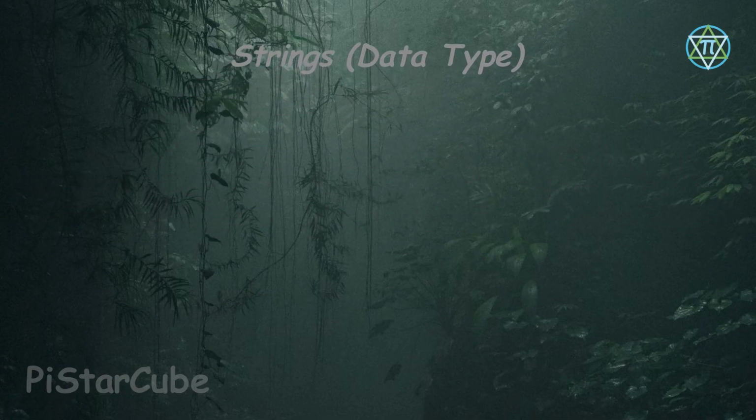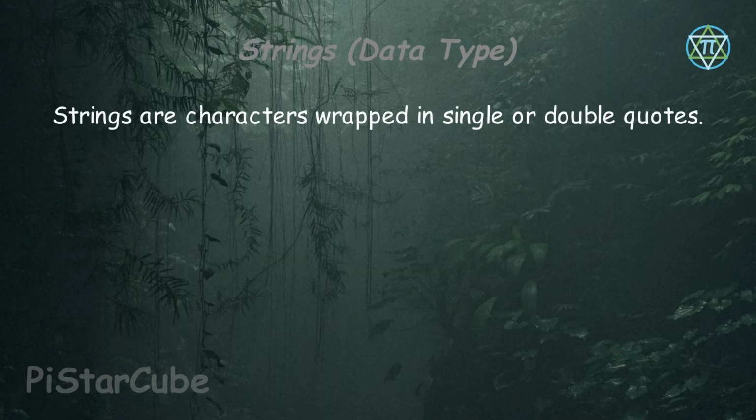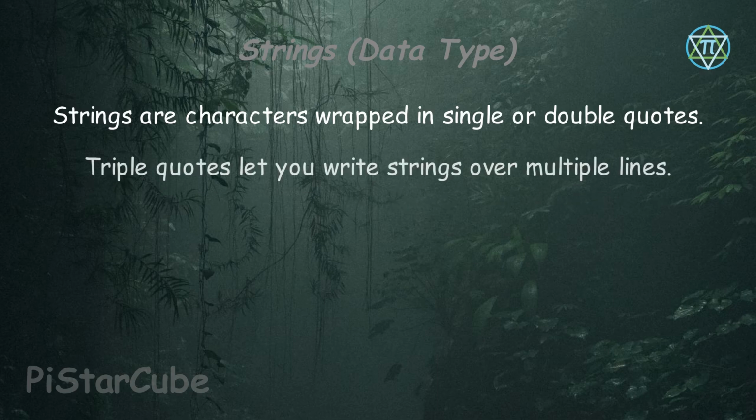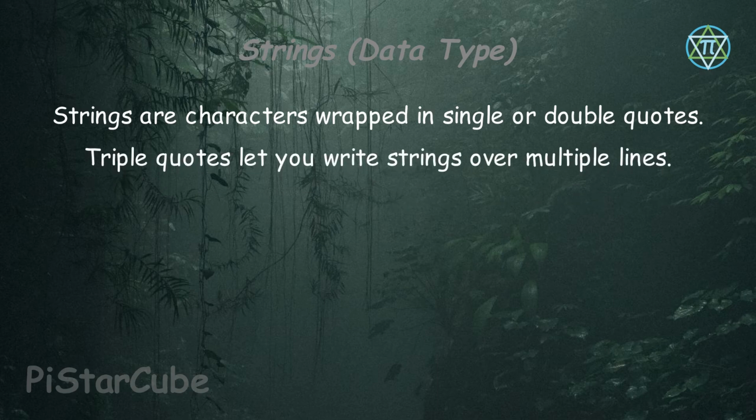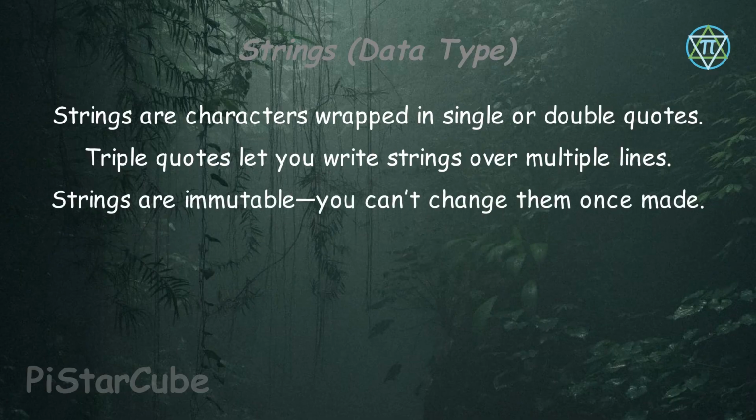Before we dive in, here's a quick summary of Python strings. In Python, strings are just a bunch of characters wrapped in single or double quotes. If you have got a longer message, triple quotes let you write strings that span multiple lines. One thing to remember, strings cannot be changed once you make them. That is, they are immutable.